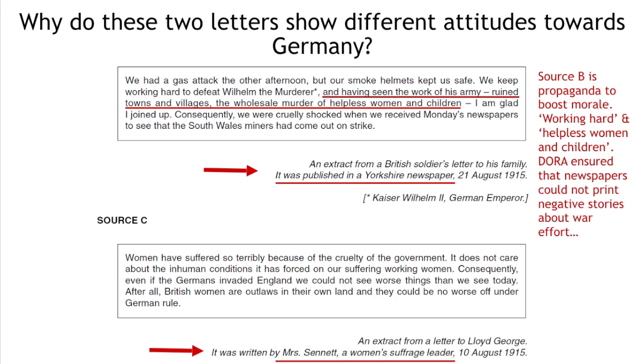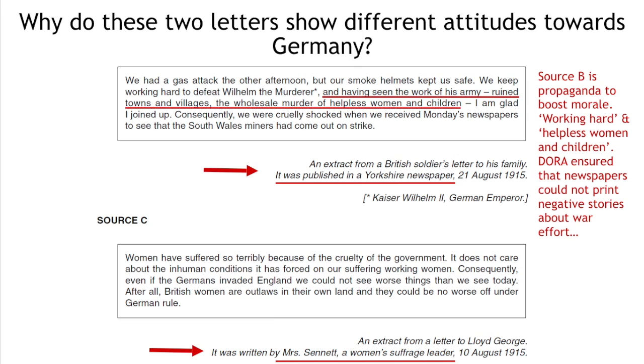Source C is less so. "Women have suffered so terribly because of the cruelty of the government. It does not care about the inhuman conditions it has forced on our suffering working women. Consequently, even if the Germans invaded England, we could not see things worse than we see today. After all, British women are outlaws in their own land, and they could be no worse off under German rule."